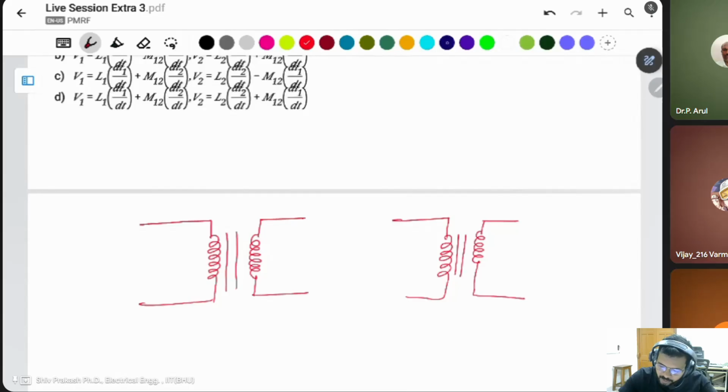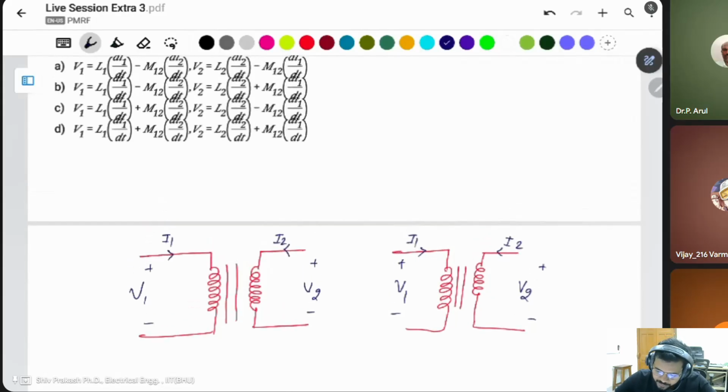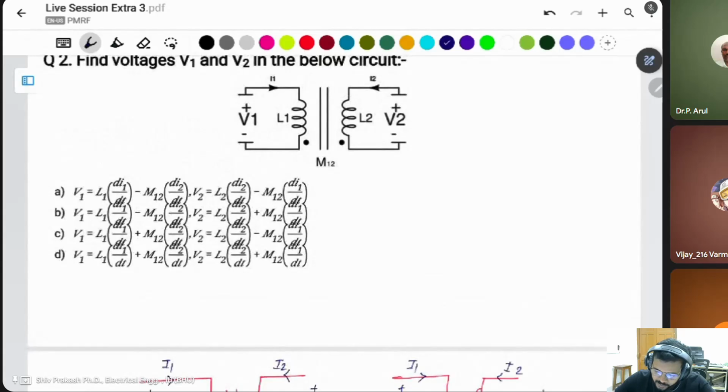There are two types of dot connection. Suppose this one is V1 and this is V2. For both sides, this is positive, negative. This will be positive, negative, and the current is flowing like I1 here, I2 here. This is also I1 here and I2 here.